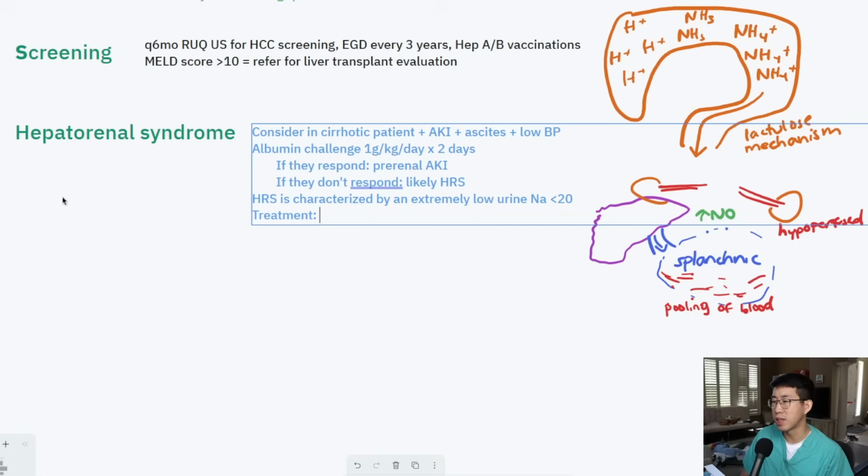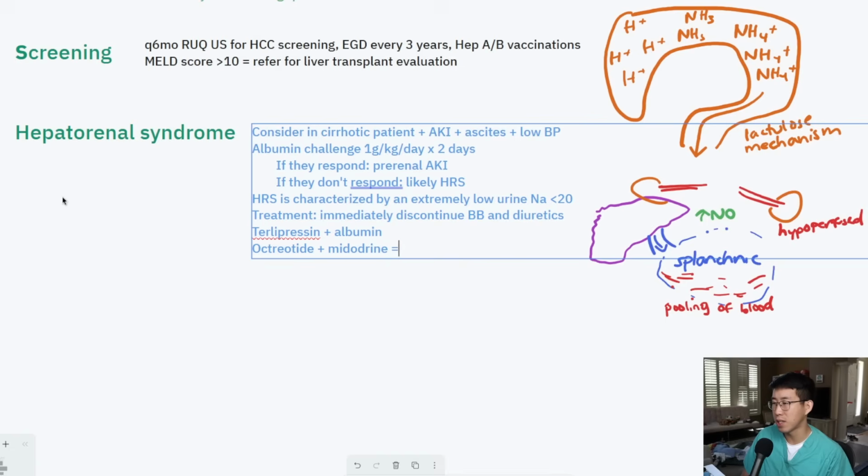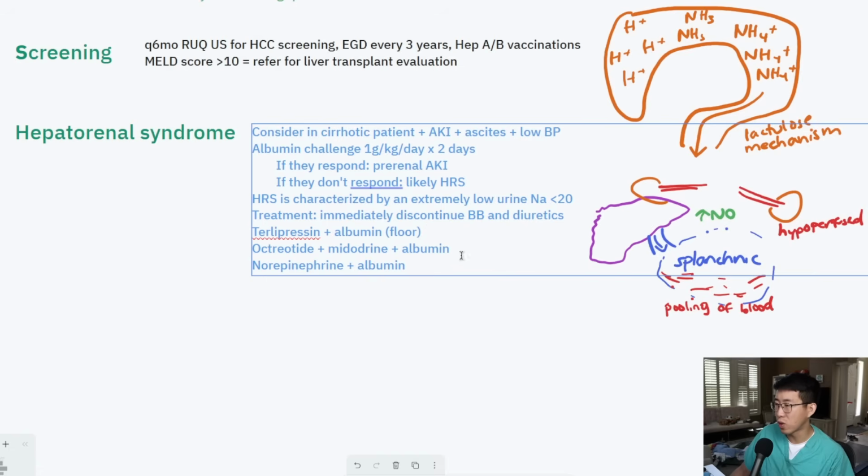So in terms of treatment, we should immediately discontinue beta blockers and diuretics. And then we are now favoring terlipressin plus albumin. In the past, we were using octreotide plus midodrine plus albumin. And then also in the ICU, we use norepinephrine plus albumin. So basically, this is on the floor, this is in the ICU, and this is if terlipressin is not available.